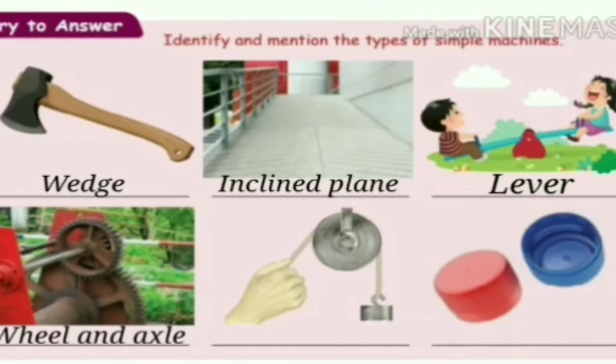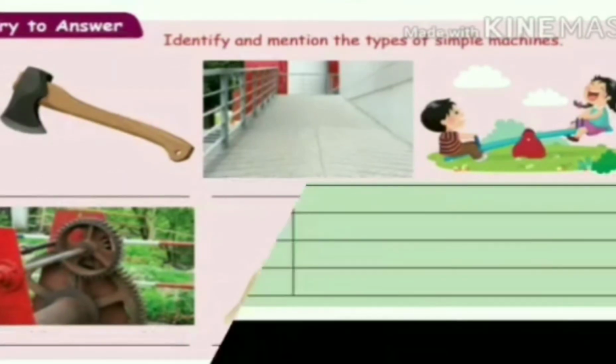In the fifth picture, you can see a pulley. Yes. And the sixth picture, you can see the bottle cap. We can close and open. So, it is of screw type. So, first is wedge, second one is inclined plane, third is lever, fourth is wheel and axle, fifth is pulley, and the sixth is screw.